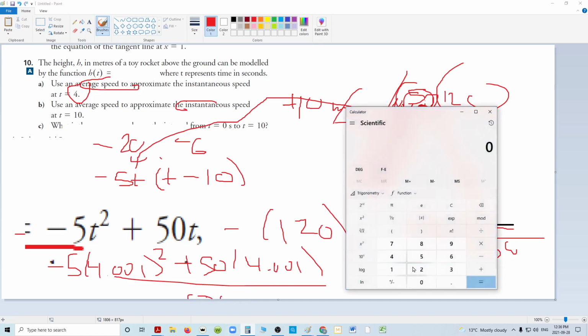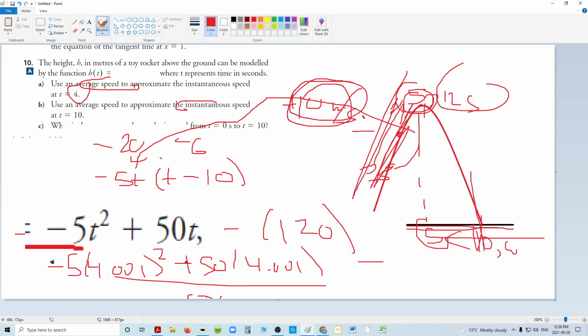So 4.001 squared times minus 5 plus 50 times 4.001, and then I have to subtract 120. Hit equal, and then divide it all by h. If you don't hit equal, it'll divide by h first. I get 9.995, which is very close to the average change that I took. So 9.995, it's quite clear that it's probably 10.